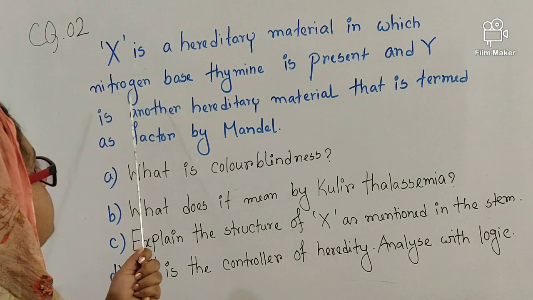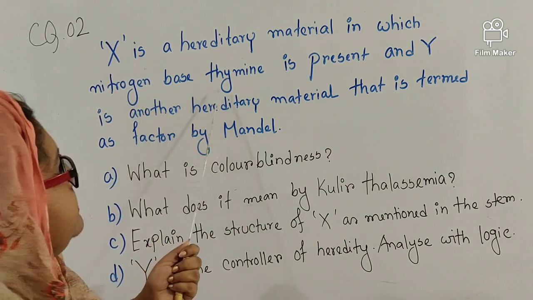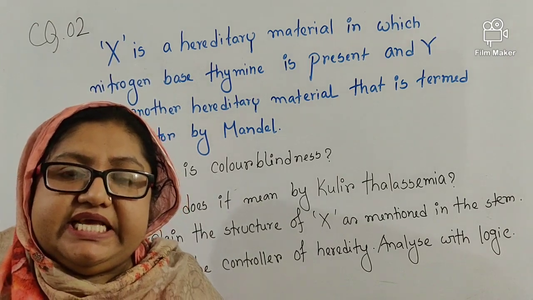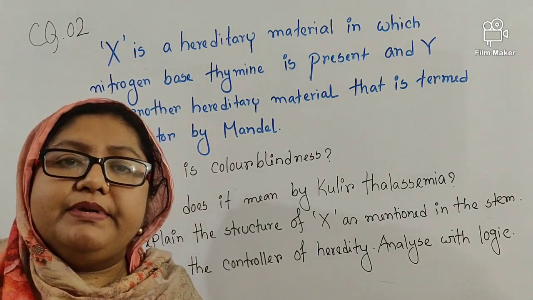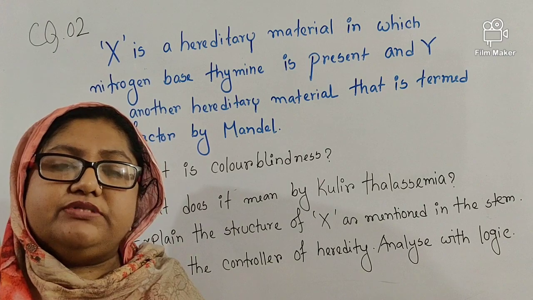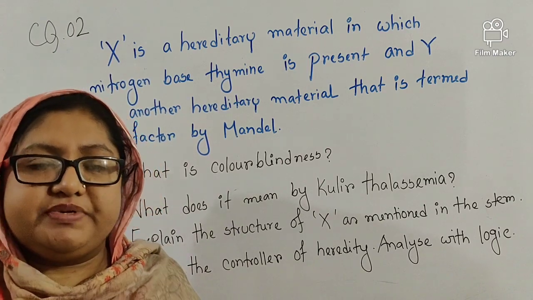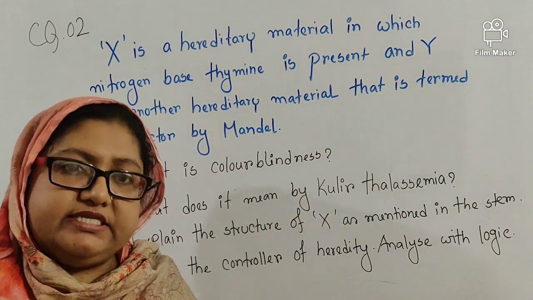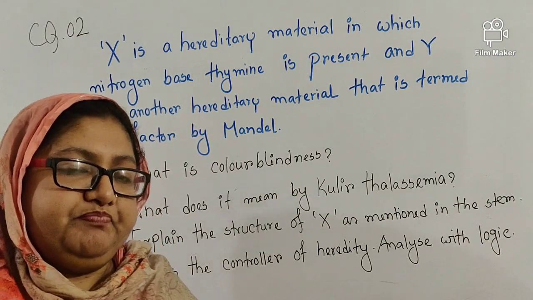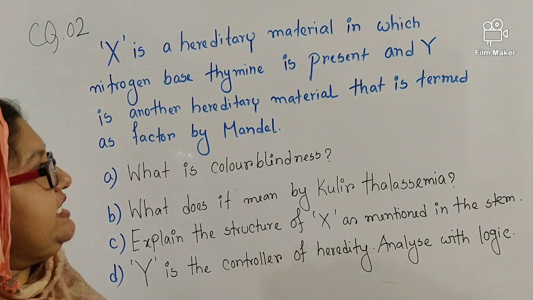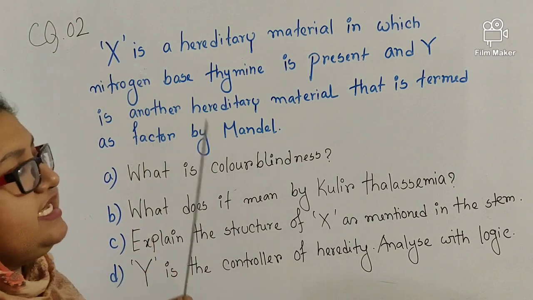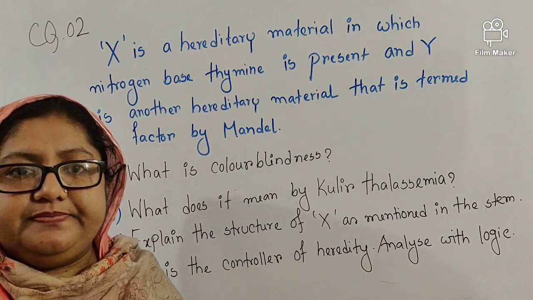And in the first part, you can see that nitrogen-based thymine is present. You know, in case of DNA, adenine, guanine, cytosine and thymine, these 4 nitrogen bases are present. But in case of RNA, thymine is absent, and instead of thymine, uracil is present. So it is clear that the first component X is DNA.